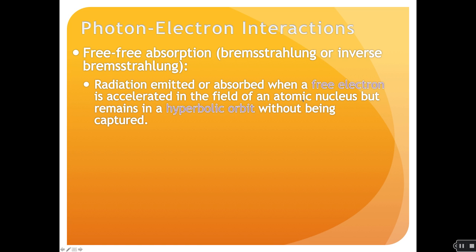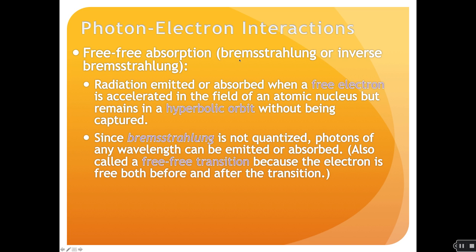It's never captured by the nucleus, so you don't get it bound to the nucleus, but because it accelerates, it changes direction, it has to emit a photon. And this is called Bremsstrahlung or inverse Bremsstrahlung, which actually comes from the German for braking. And so it's not quantized because you can have any energy of electron to start with and any energy of electron to finish. So it's going to be something that gives you a continuum. Okay, it's not something that gives you nice lines.